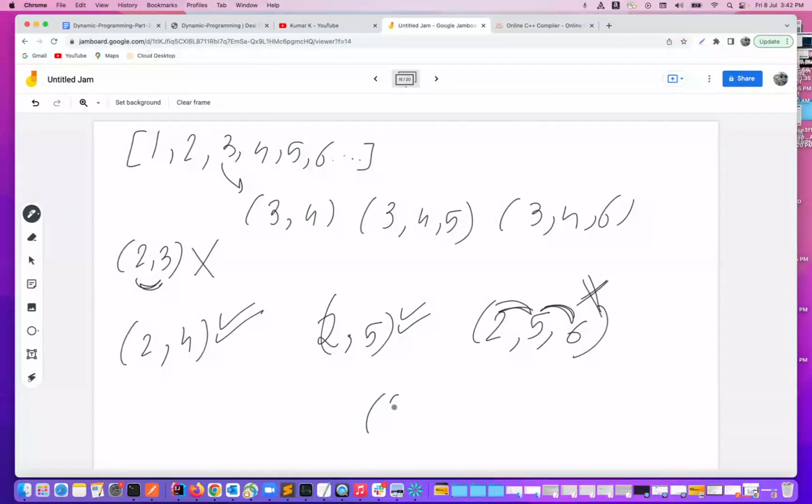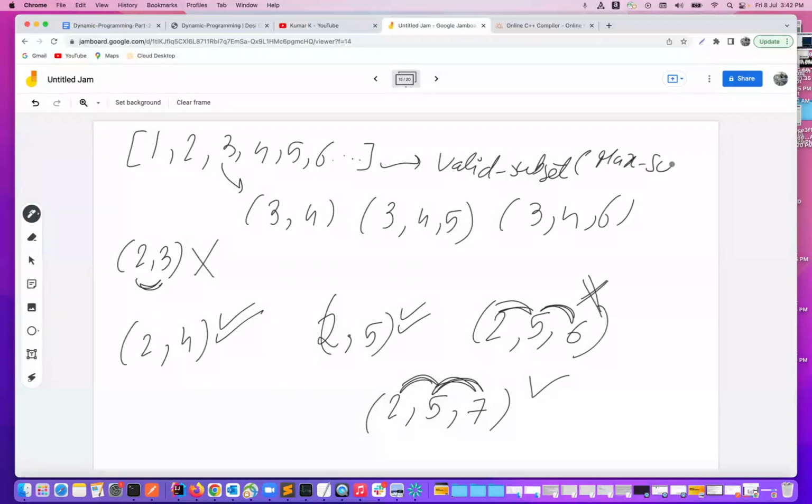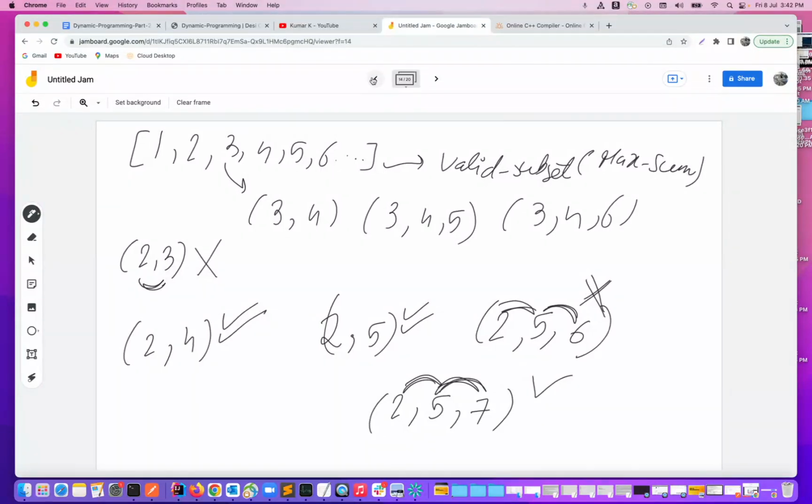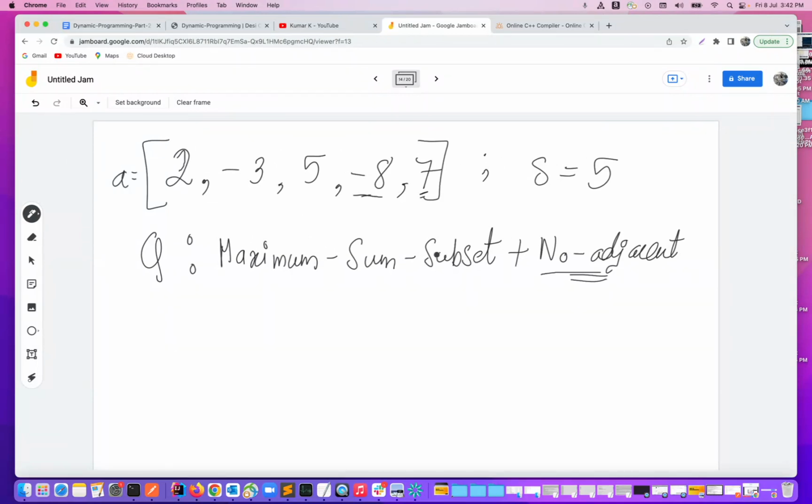But if I take 2, 5, 7, then this is valid. Why? 2 and 5 not adjacent, good. 5 and 7 not adjacent, good. So basically our question is to choose a valid subset such that there are no adjacent elements, and among all these subsets choose the subset with maximum sum. There are two things we need to keep in mind: the sum should be maximum and no two elements should be adjacent. I hope the question is clear to you.